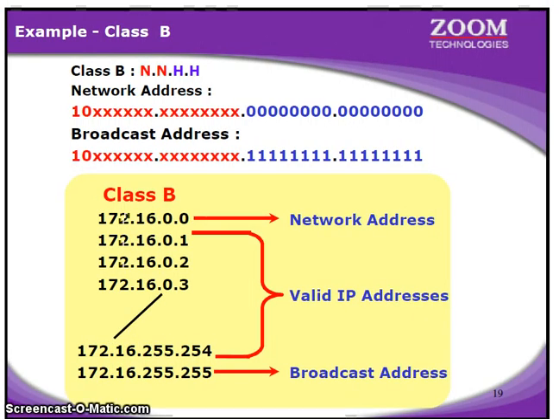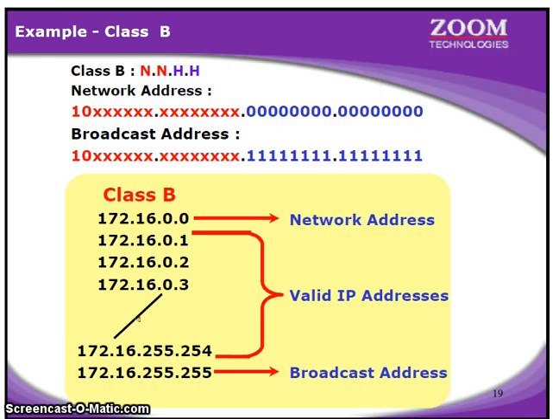Now same we will repeat with class B. Over here the prefix is 10 and we will put all zeros for network address and all ones for broadcast address in the host position. So here for class B we get 172.16.0.0 as our network address and 172.16.255.255 as broadcast address, and all the IPs between them are valid IP addresses which can be used in the given network.